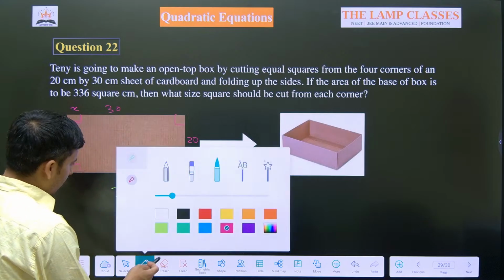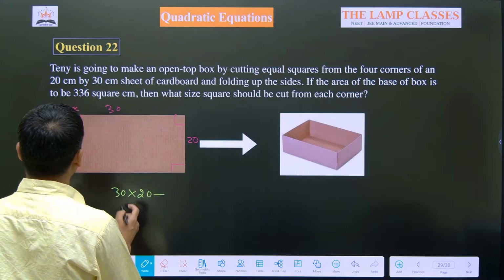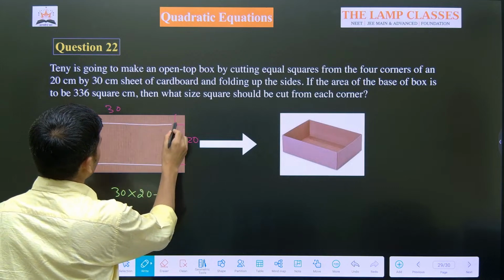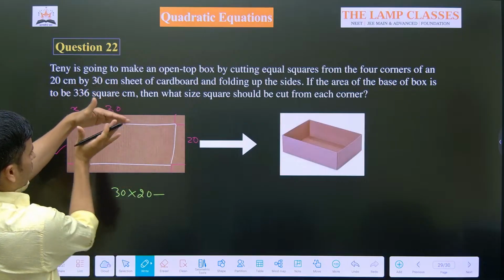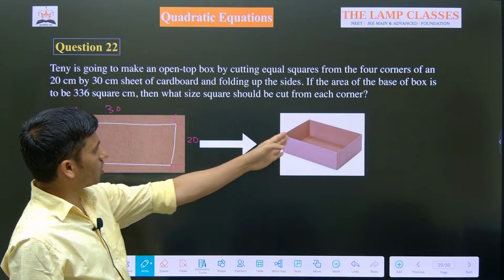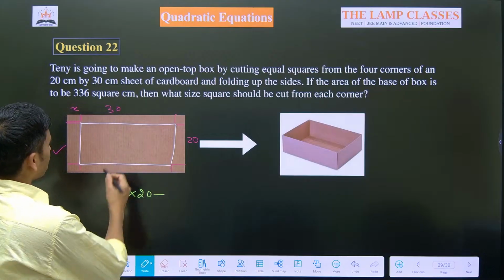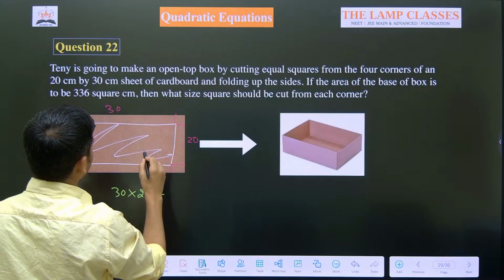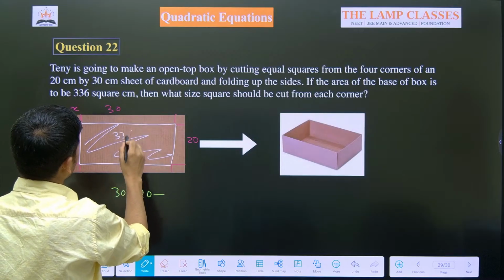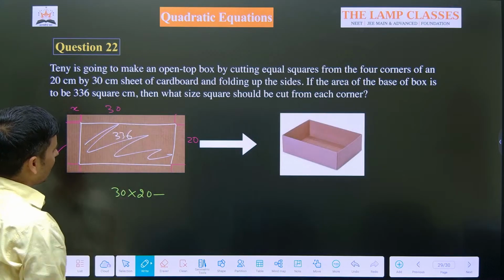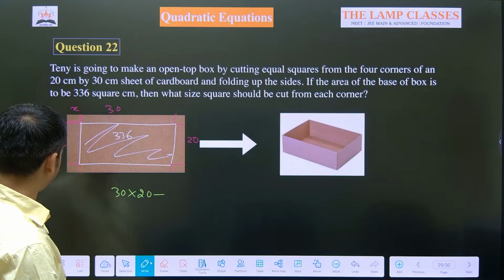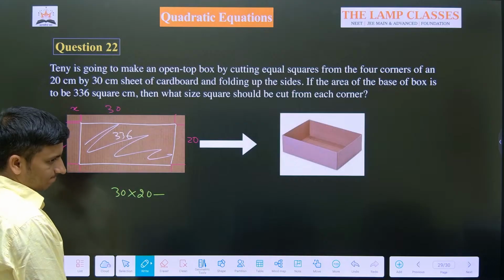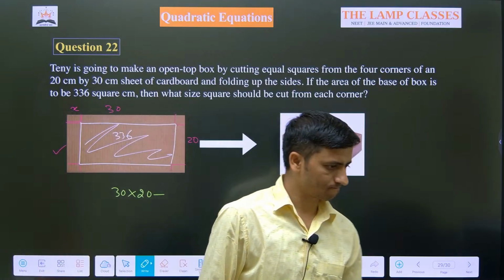Can I say if I fold after cutting the corners into squares like that, this has to be the base of the box, because you are going to fold it from all the four sides. This is how you are going to make this box, right? So the area of the base of the box is given, guys. How much? 336. So can I say that area will be basically the area of the whole sheet minus the area of these parts? I think we understood, na?